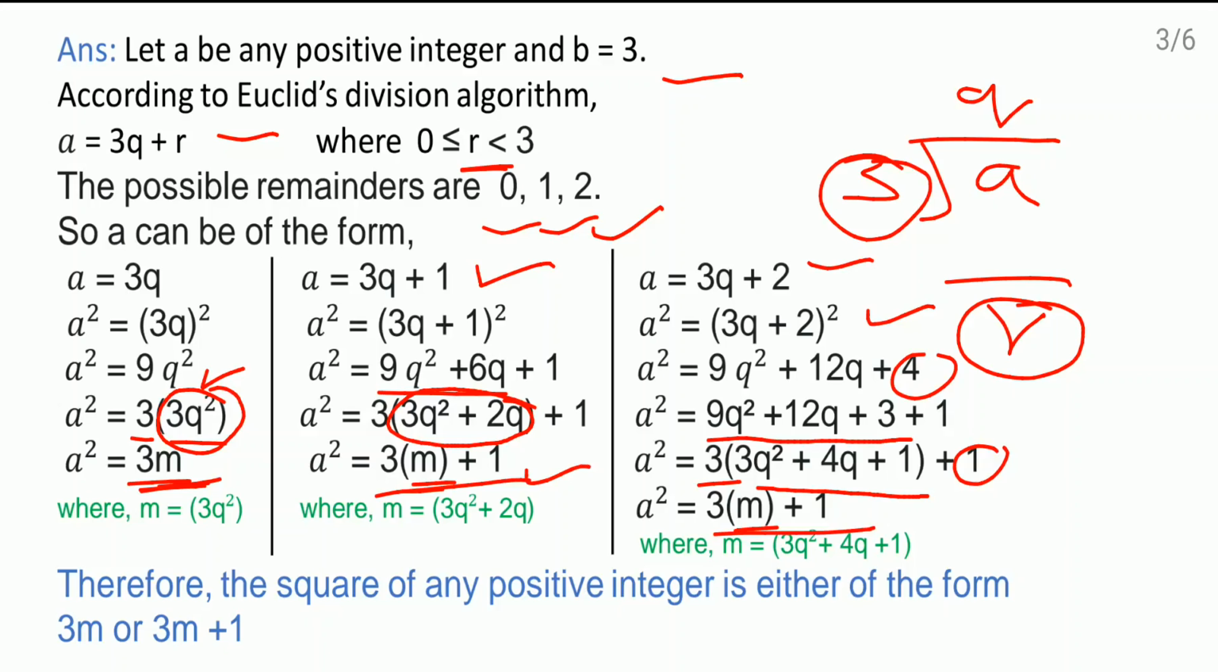That means square of any positive integer will be of this format. Right? So finally we have written here. Therefore, the square of any positive integer is either of the form 3m or 3m plus 1. Correct? I hope all of you understood this sum.